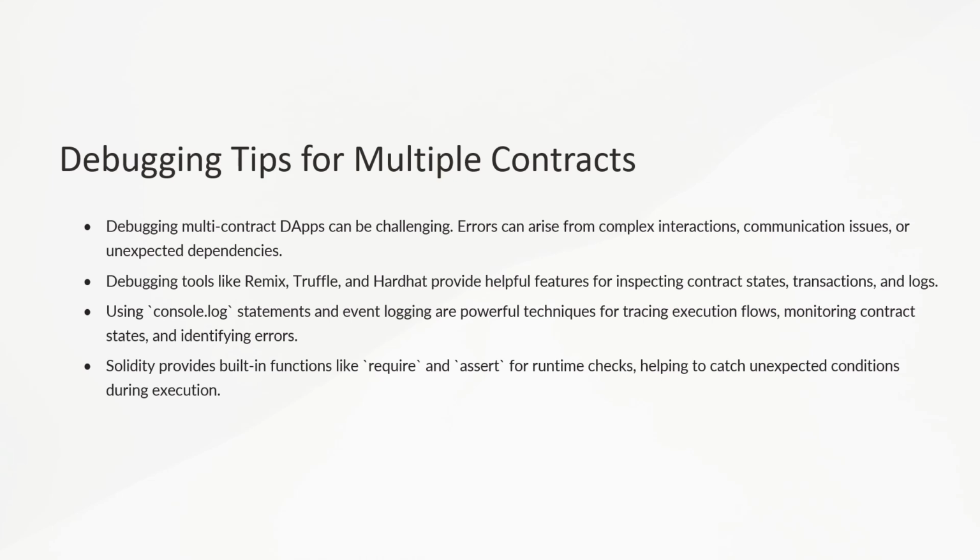Debugging tools like Remix, Truffle, and Hardhat provide helpful features for inspecting contract states, transactions, and logs. Using console.log statements and event logging are powerful techniques for tracing execution flows, monitoring contract states, and identifying errors. Solidity provides built-in functions like require and assert for runtime checks, helping to catch unexpected conditions during execution.